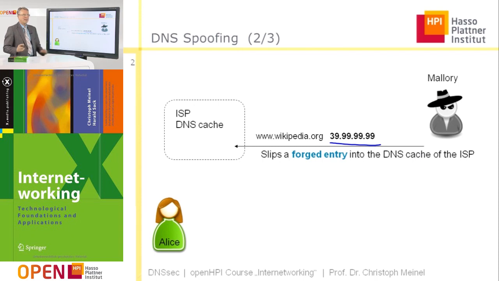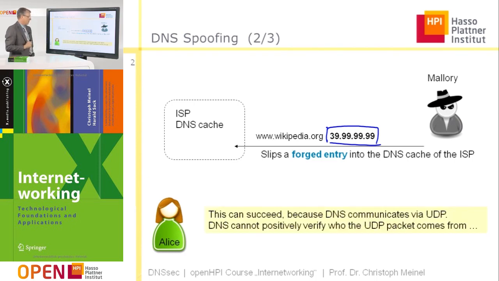Now let's consider the attack. There is a bad guy, Mallory, and he manipulates the cache of the domain name service, the cache of the internet service provider, the DNS cache, and puts in, instead of the original IP, this wrong IP address, 39.99.99.99. So everyone who is requesting in future the IP address belonging to the domain name of Wikipedia will get the answer 39.99.99.99 instead of the original number.